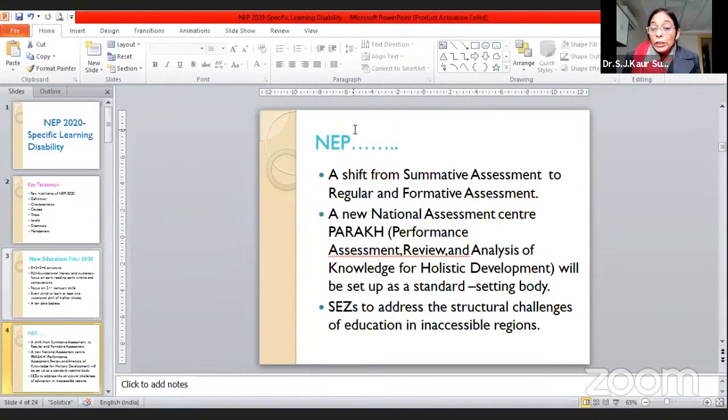It also says that special education zones will be established to address the structural challenges of education in inaccessible regions, that is, in the remotest areas where access to education is limited.